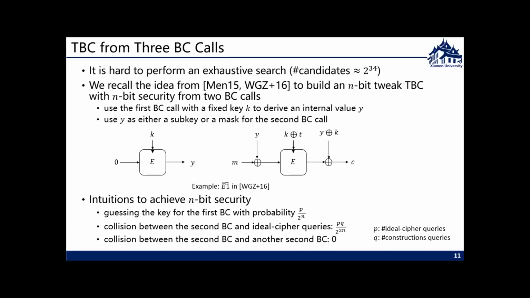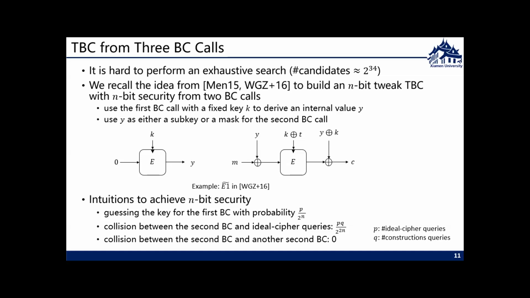We recall the idea of previous work to build an n-bit tweak TBC that can achieve n-bit security. Actually, the idea of the construction can be somehow summarized as follows. The previous work used the block cipher core with a fixed key to derive an internal value. It used this internal value either as a subkey or a mask for a second block cipher. So then how can we follow this idea to design a TBC from 3 block cipher cores?